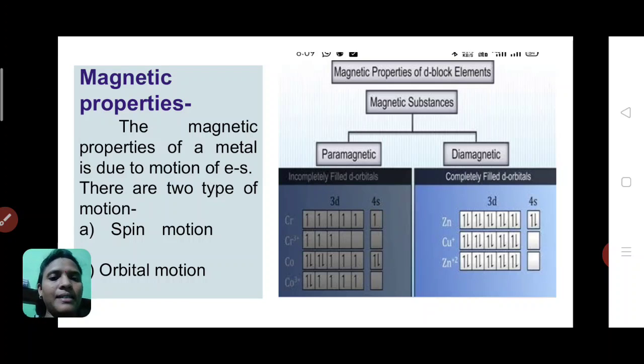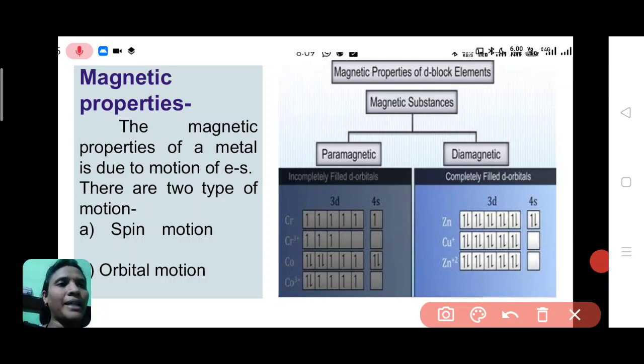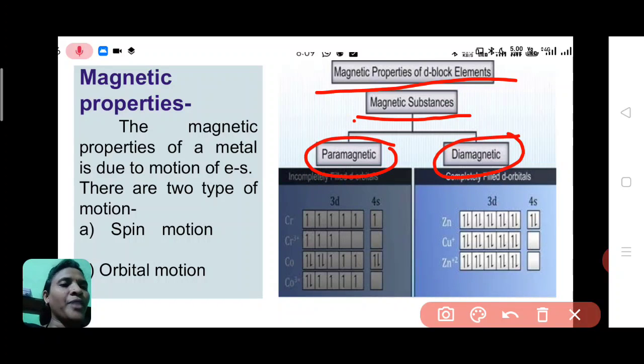Magnetic properties are shown by all the transition elements. So what are magnetic properties? You know what a magnet is. So the magnetic properties of d block elements show two types of substances, paramagnetic and diamagnetic. Paramagnetism and diamagnetism depend on paired or unpaired electrons.